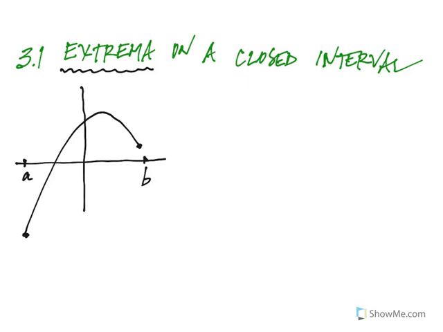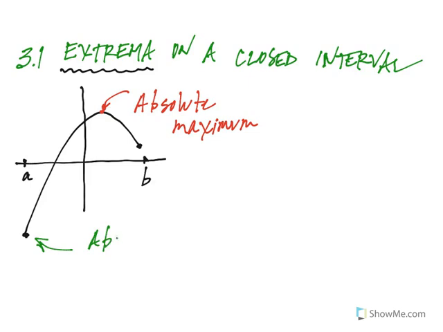So in this drawing, this point right here would be the highest point anywhere from a to b on that curve. So we will call this the absolute maximum. That's that point right there. Then we're also looking for the lowest point over the interval from a to b. So this point right there is the lowest point. That is going to be the absolute minimum. And that's really all you're doing in section 3.1. You're looking for the highest and the lowest points.